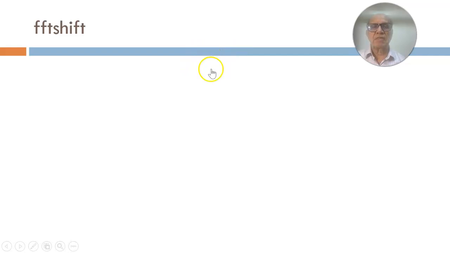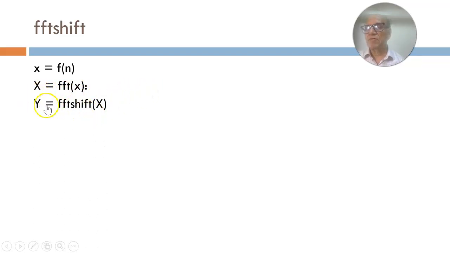So before we study the program, we first study a function called FFT shift, and we'll see what it does, and then we'll look at the program. So first of all, let's assume that x is some function of n. n as usual is a discrete variable. Now you use the FFT function to find the discrete Fourier transform of x and store it in capital X. Then you use the FFT shift function and store the result in y. So the input parameter to the FFT shift is the X array that is returned by the FFT function.